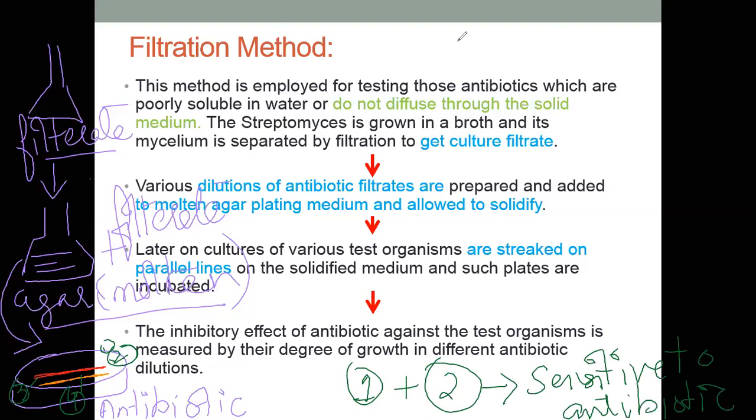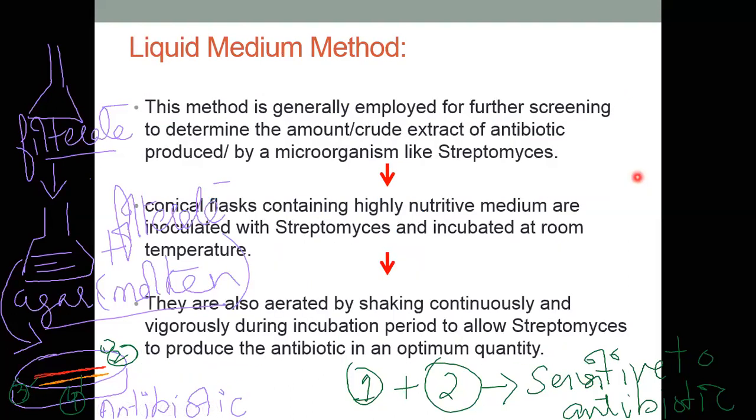So you're estimating the same thing you were doing with the giant colony method, but that was for solid medium diffusibility. But this one is the kind of antibiotic which doesn't diffuse through the solid medium, and you have to prepare the filtrate and then assess the use of antibiotics.